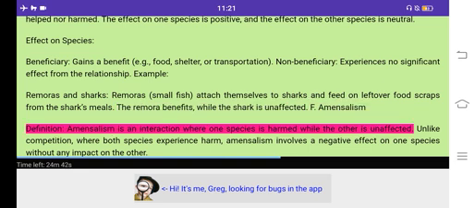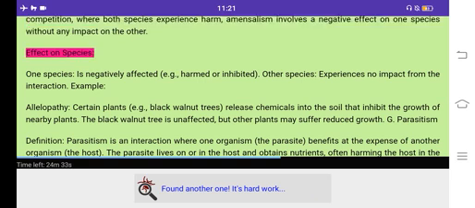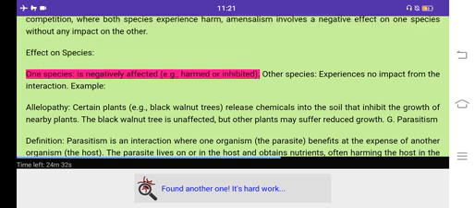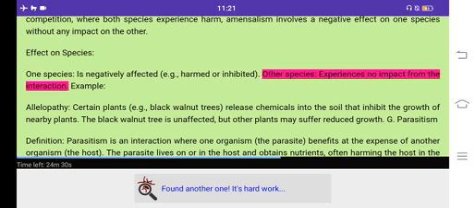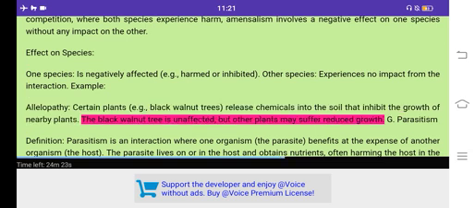Amensalism. Definition: amensalism is an interaction where one species is harmed while the other is unaffected. Unlike competition, where both species experience harm, amensalism involves a negative effect on one species without any impact on the other. Effect on species: one species is negatively affected, e.g., harmed or inhibited. The other species experiences no impact from the interaction. Example. Allelopathy: certain plants, e.g., black walnut trees, release chemicals into the soil that inhibit the growth of nearby plants. The black walnut tree is unaffected, but other plants may suffer reduced growth.